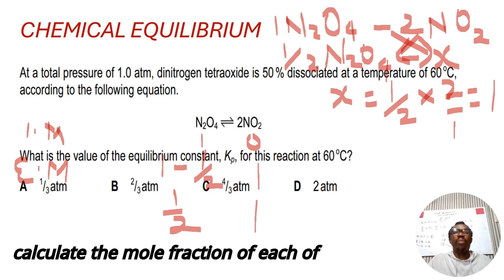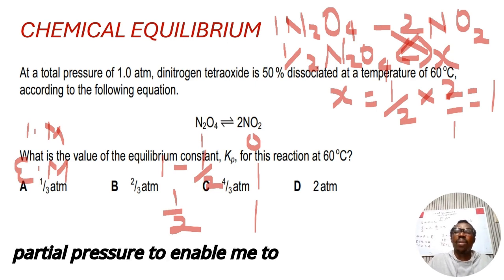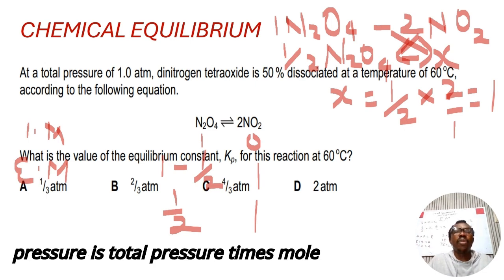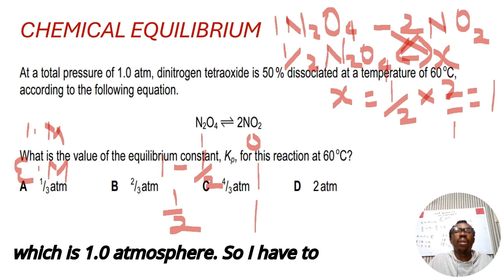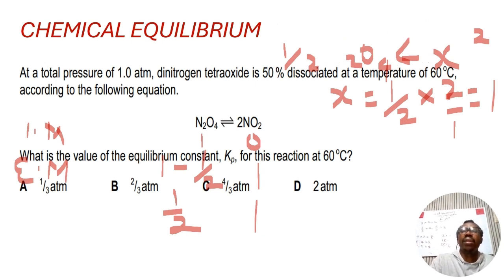So I have to calculate the mole fraction of each of them so that I can calculate the partial pressure to enable me to calculate the Kp. And you know, partial pressure is total pressure times mole fraction. We have the total pressure, which is 1.0 atmosphere. So I have to erase so that I'll have enough space to calculate.